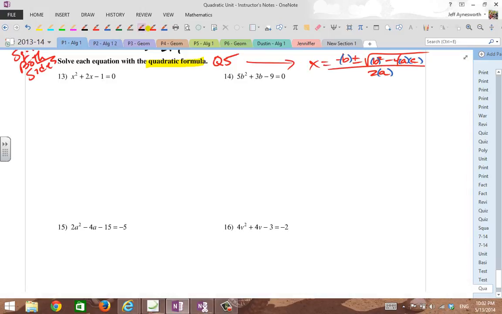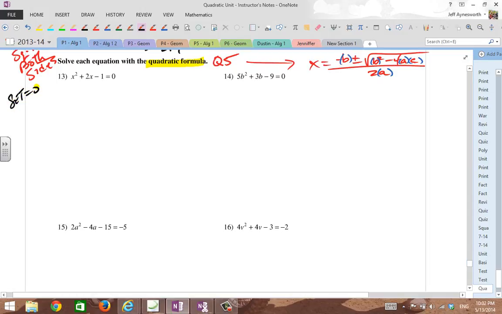Okay, so the very first thing is we set it equal to 0, just like all the other ones, right? And this one's already set equal to 0, so we can just go for it and write down a, b, and c. Now a is 1, 1x squared is x squared, so a is 1, b is 2, c is negative 1. Make sure you write these down first, because if you don't know what these are correctly, well then forget it, you're not going to get the right answer. And then you want to substitute them in.